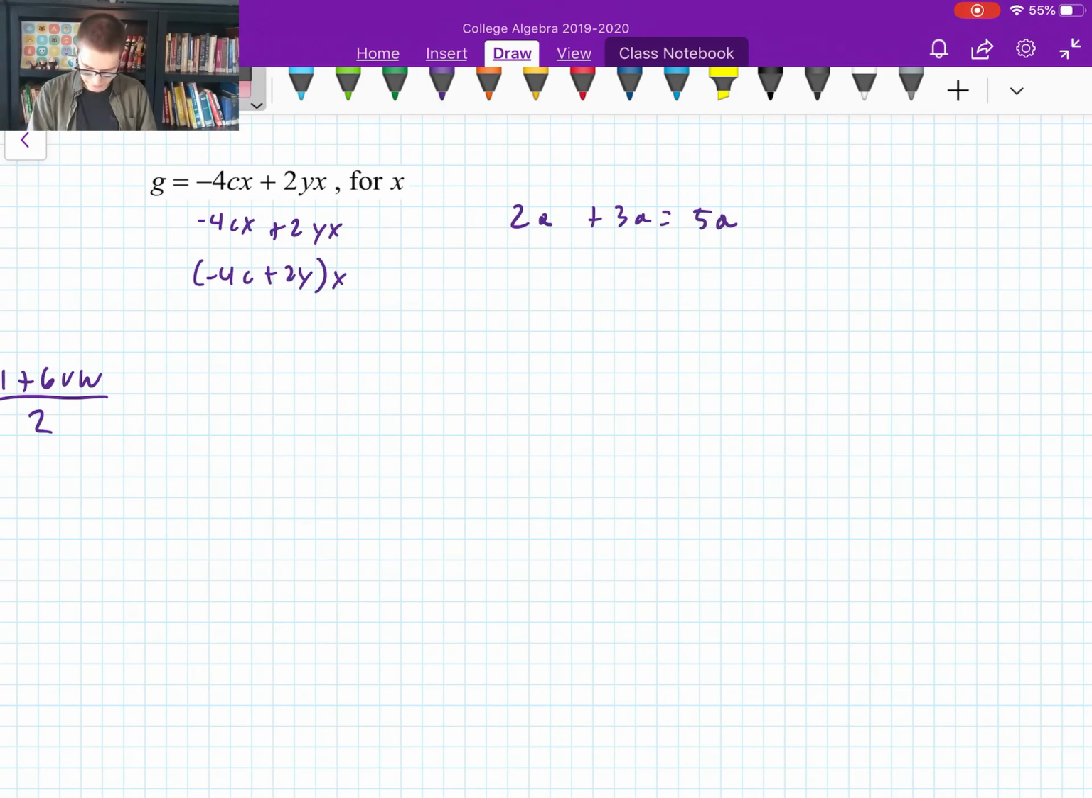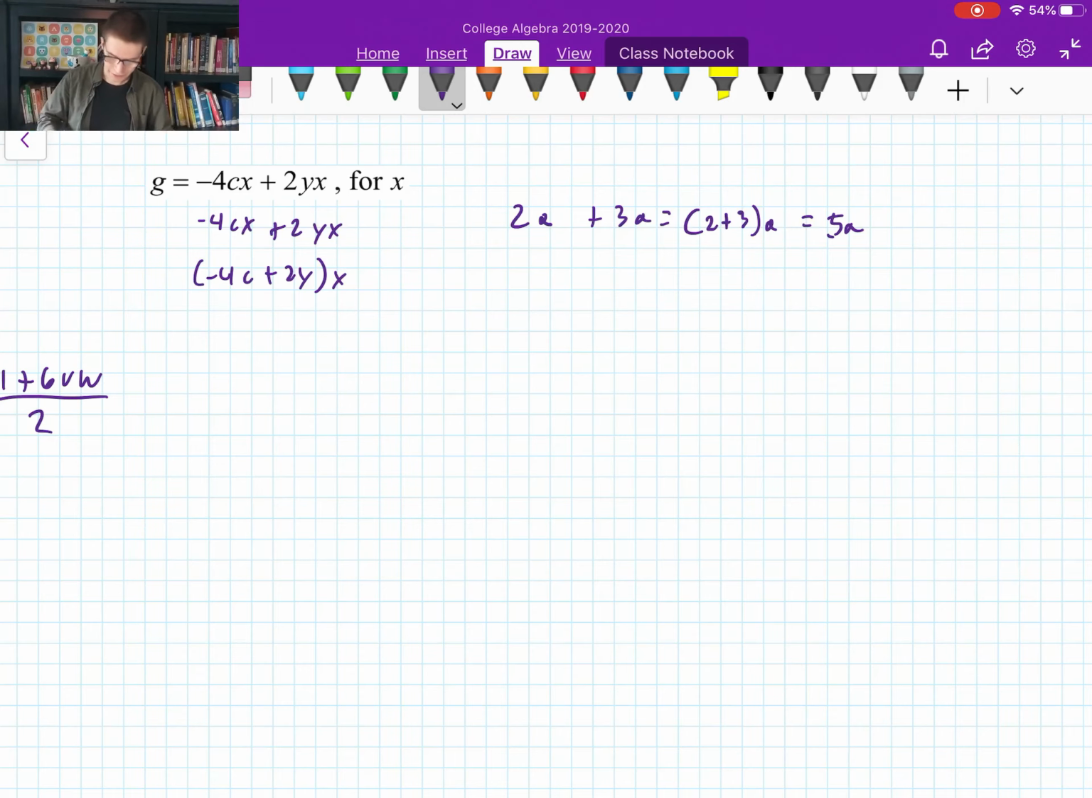Maybe if I was to put it in a more full way, 2a plus 3a equals 2 plus 3 times a, which equals 5a. That's what you're doing in your head when you put these two things together. Your mind is saying, okay, it's 2 plus 3 times a. And once you understand that, you can take that same principle and apply it here. Minus 4cx plus 2yx is minus 4c plus 2y, all that times x. Now, if that doesn't make sense to you, no problem.